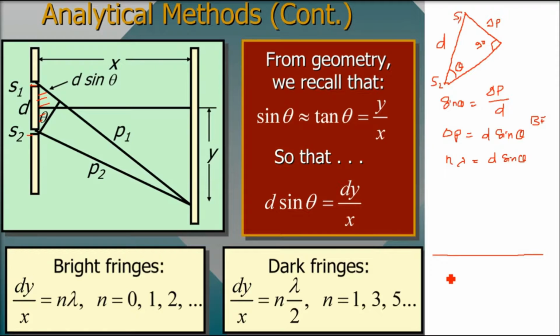For dark fringes, this D sine theta will be equal to what? Delta P will be n lambda by 2. Here n is 0, 1, 2, like this, and for dark fringes n will be 1, 3, 5. These are odd numbers. So let us take it as D sine theta equals n lambda by 2.